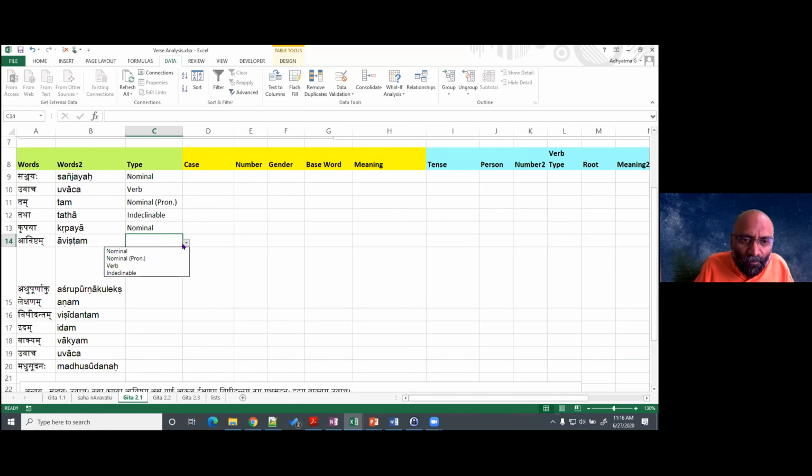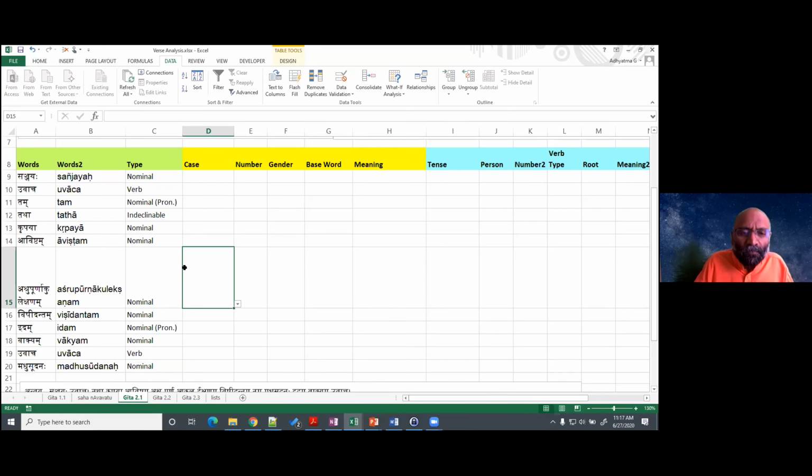Avishtam, this is also nominal. Ashrupurna Kulekshanam, nominal. Vishidantam, nominal. Idam is a pronoun. Vakyam is a nominal. Uvacha is a verb which is coming again. It has already come here. And Madhusudana is a nominal. We'll see what they mean individually.